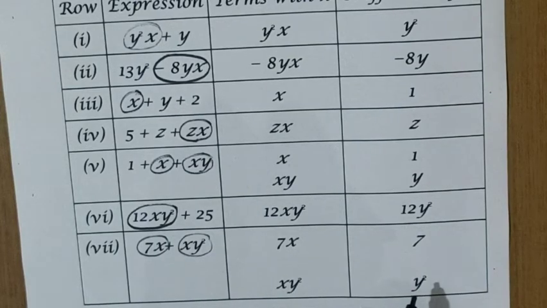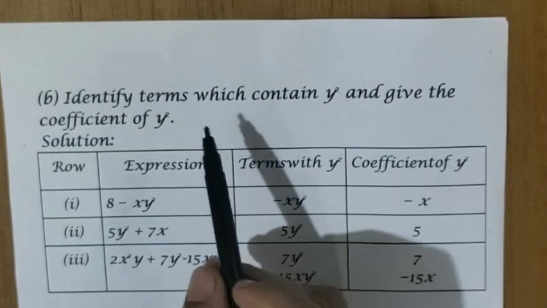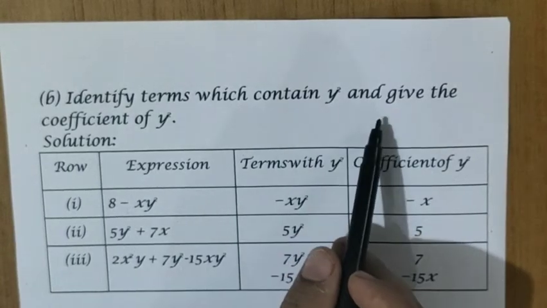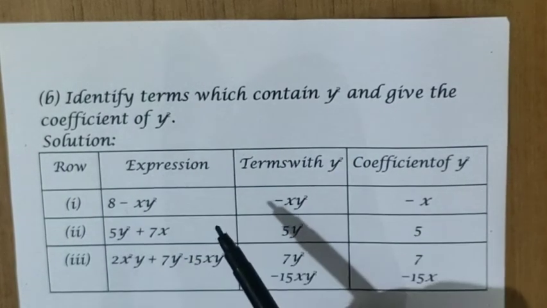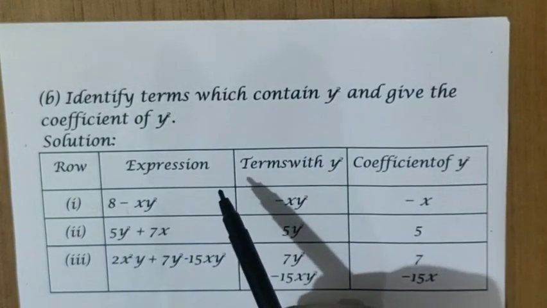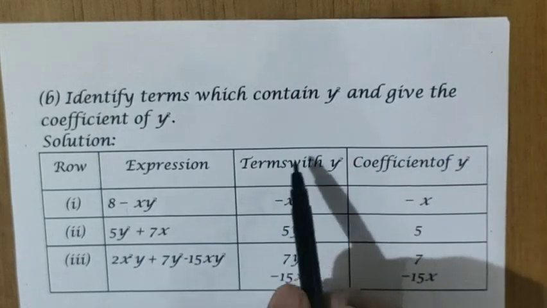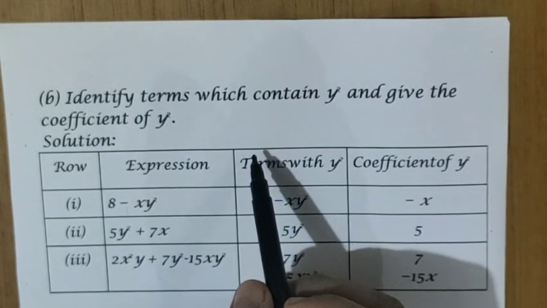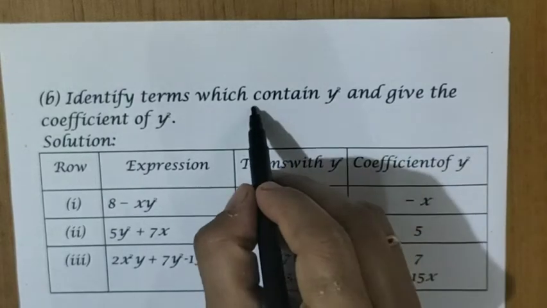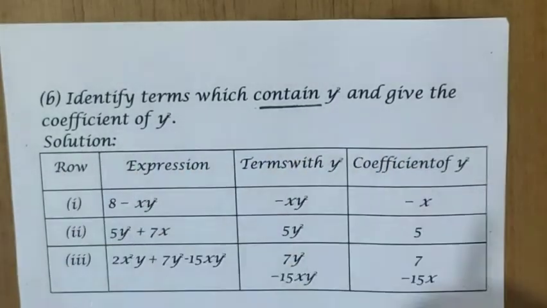Now let us see the next question. Identify the terms which contain y square and give the coefficient of y square in this term. This time it is asked not only for x. Last time it was asked only for x, right? Now this time terms containing y square. Which term contains y square and what is the coefficient?